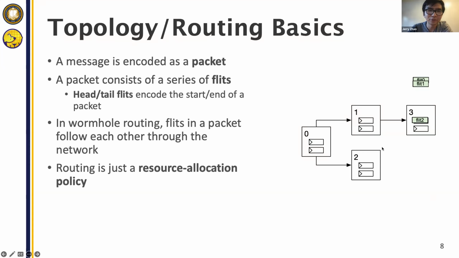So we observe from this mechanism that routing is really just a resource allocation policy. It's a policy describing how buffer slots or virtual channels are allocated to packets as they traverse this network. And this is actually a really useful abstraction to create, and this will inform the design of the rest of Constellation's parameterization system.